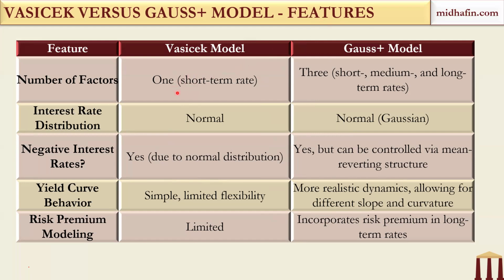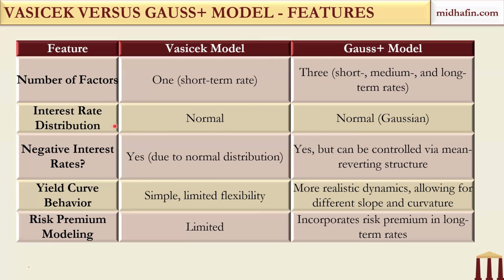So this uses a single factor which focuses on the short-term interest rate, whereas the Gauss plus model introduces three factors. You have the short-term rate factor, medium-term rate factor, and the long-term rate factor, which of course allows for a more complex or a more nuanced analysis of the interest rate dynamics.